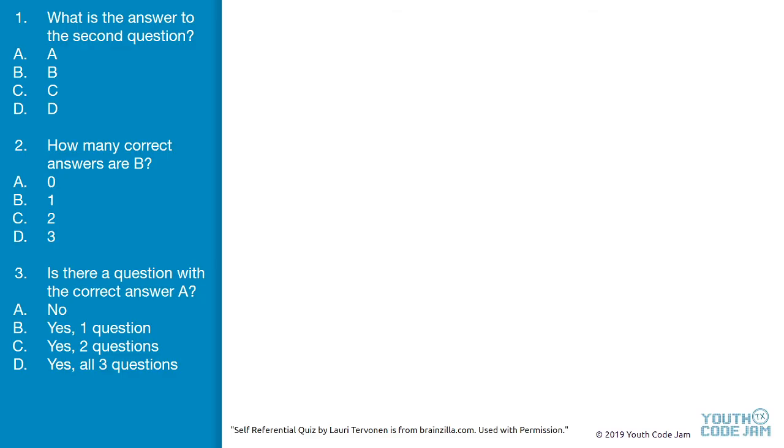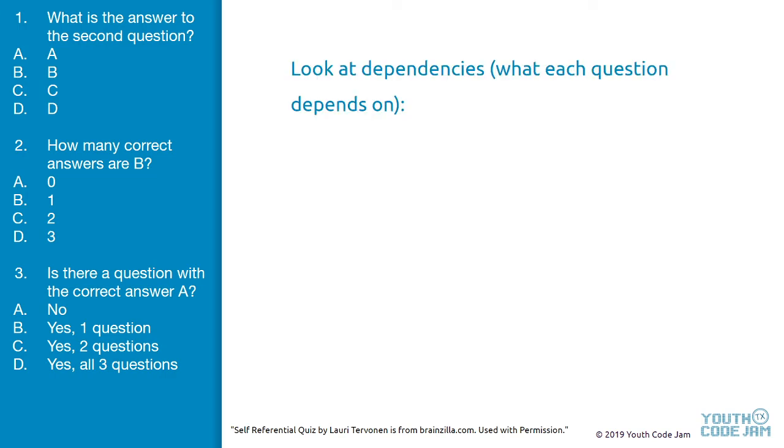So here's our first example to work through together. This is the puzzle from earlier. We've got our 3 questions, multiple choice answers, and it's not always the best idea to start with number 1, like it is for something that often looks like this. We're going to look at the dependencies to start off. So which question all of the questions depend on. So if we look, number 1 says, what is the answer to the second question? So that one depends on question 2. So question 1 depends on question 2.